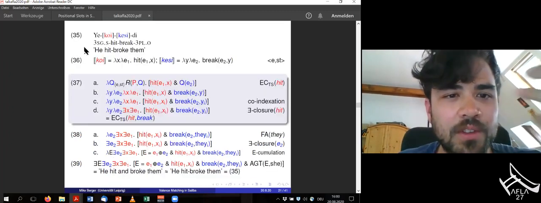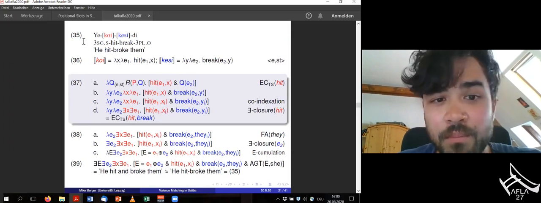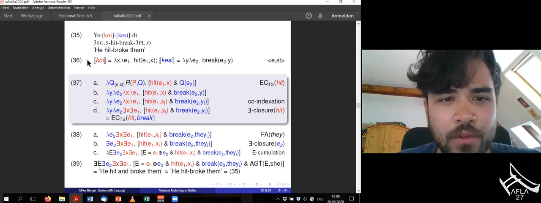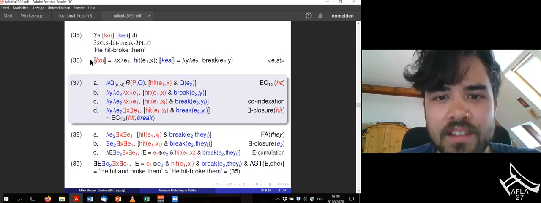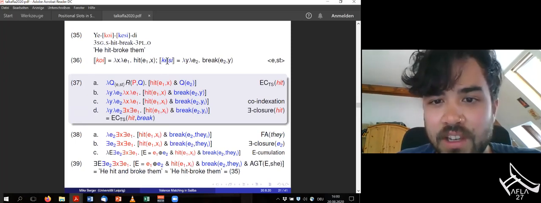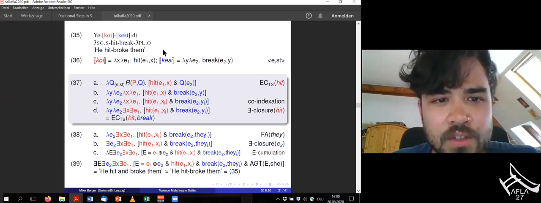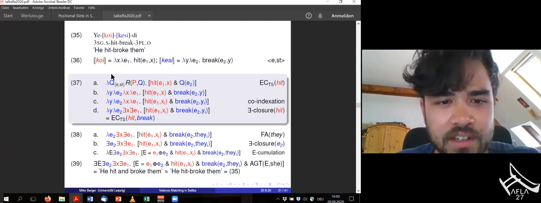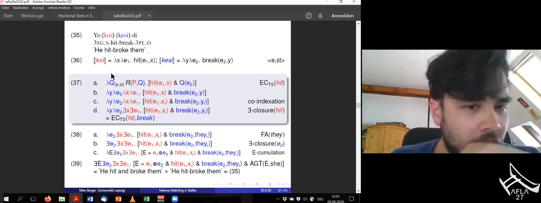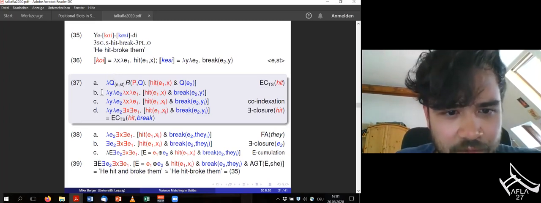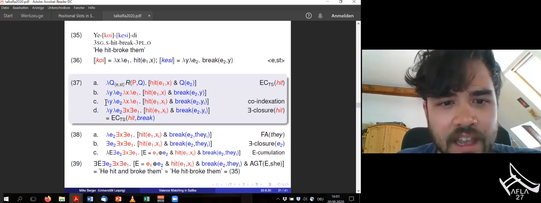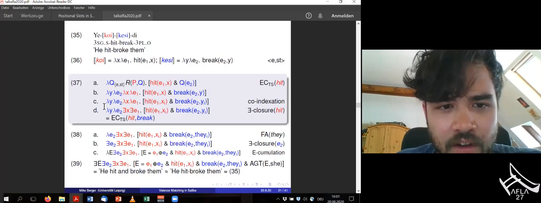Let's do a transitive case. So in 35, we have the sentence, he hit broke them. Now in this case, we have two predicates of type EST. We have koi, which means there's a hitting event with patient X, and we have break, KC, which means there is a breaking event with patient Y. Okay, so we put koi into our function or operation, which means that the second predicate Q will also have to be of type EST. We do that in 37B, and then we do co-indexation because we have transitives, right? So we co-index the arguments, and then we close off all the arguments of our first predicate P, right? And the result is going to be 37D.